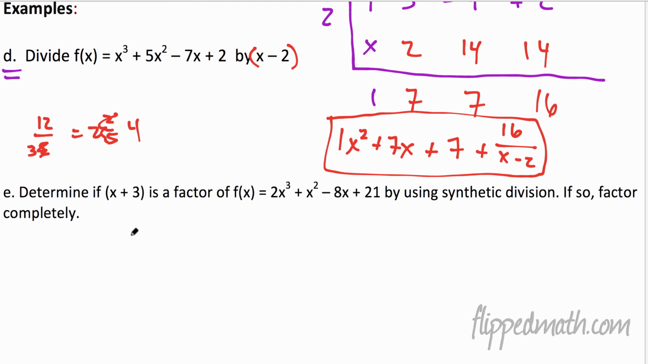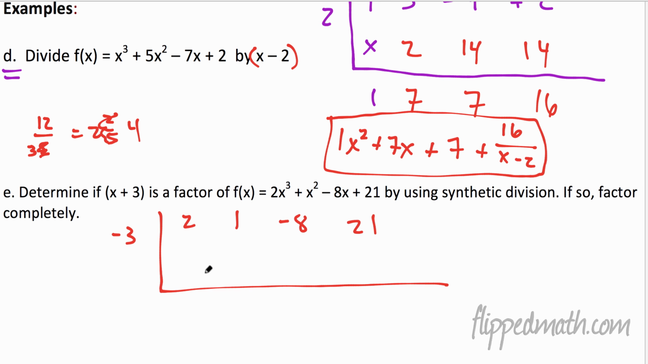x plus 3. All right, so that means I have to put a minus 3 out front. Let's draw our synthetic substitution with all of our coefficients. Not forgetting any, am I? I don't think so. Put an x there, bring it down. Now it's multiply and add. We get a negative 5 there. Multiply. Negative 3 times negative 5 is 15. We add. That's going to give us a 7. Multiply. We get negative 21. And we get a 0 here. That's the remainder.